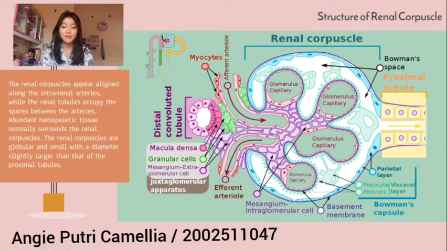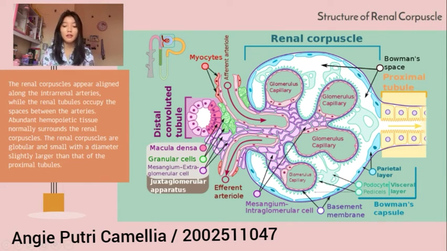The renal corpuscles appear aligned along the intrarenal arteries, while the renal tubules occupy the space between the arteries. Abundant hemopoietic tissue normally surrounds the renal corpuscles. The renal corpuscles are globular and small with a diameter slightly larger than that of the proximal tubules. And then the parietal layer of Bowman's capsule is composed of 3 different cell types. There are squamous epithelial cells with a prominent basal surface and a pattern of grooves and ridges. Other cells are columnar or rounded and protrude into the urinary space.